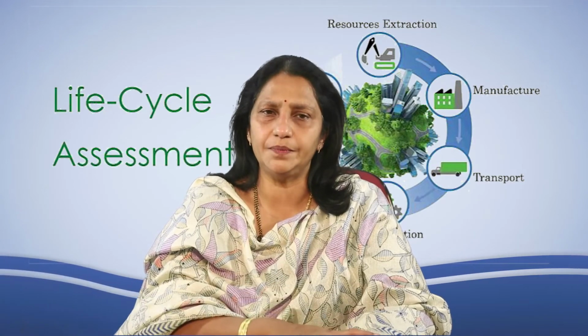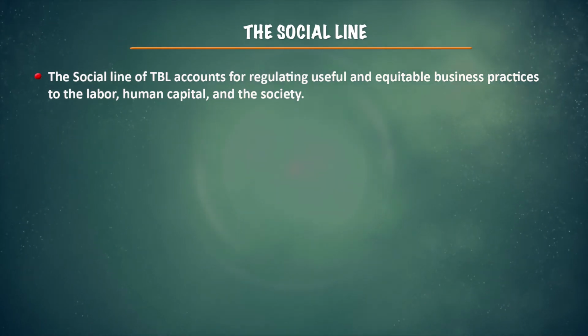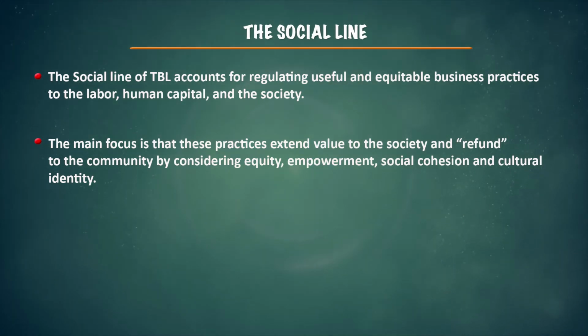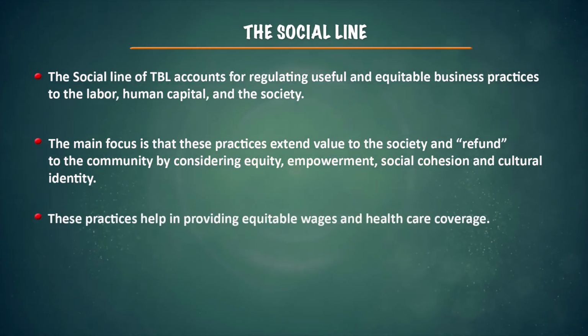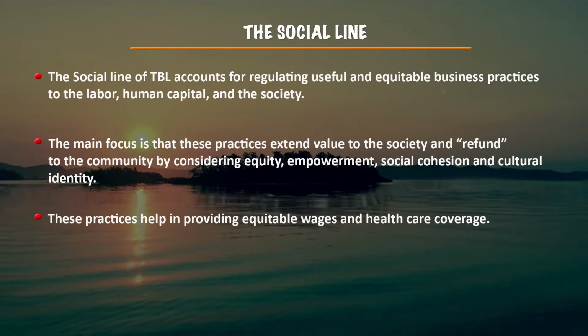If you look at the social line of the triple bottom line, it tells about regulating and useful and equitable business practices toward labor, human capital and society. The main focus is that these practices extend value to society and give back to the community by considering equity, empowerment, social cohesion and also cultural identity. These practices will definitely provide equitable wages and healthcare coverage to people.